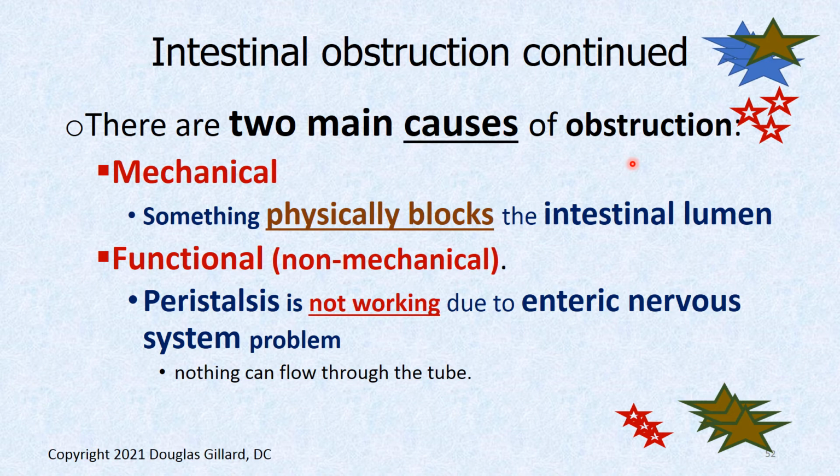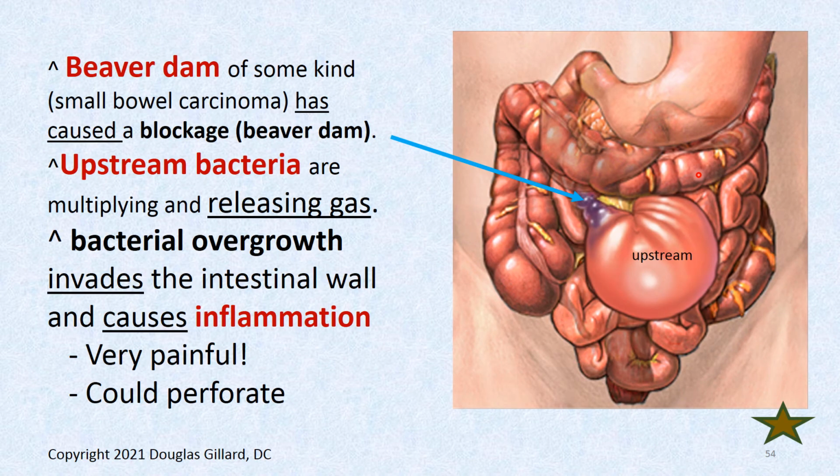Or remember we said peristalsis is really, really important for making this work, to push fecal material through the pipe. What if that breaks down? What if the enteric nervous system stops working? That's called a functional or a non-mechanical obstruction. This is an easy slide for a question, isn't it? So mechanical is by far the most common. So let's look at mechanical obstruction right now.